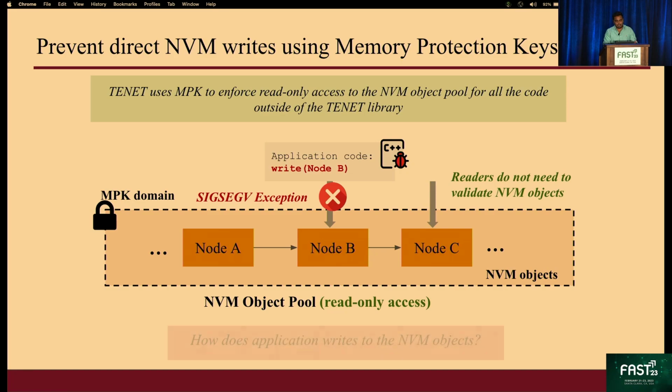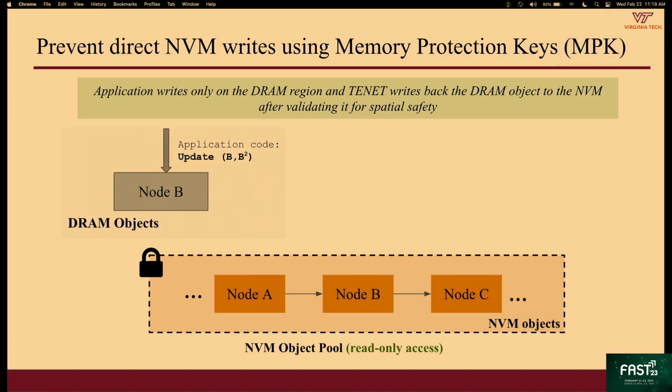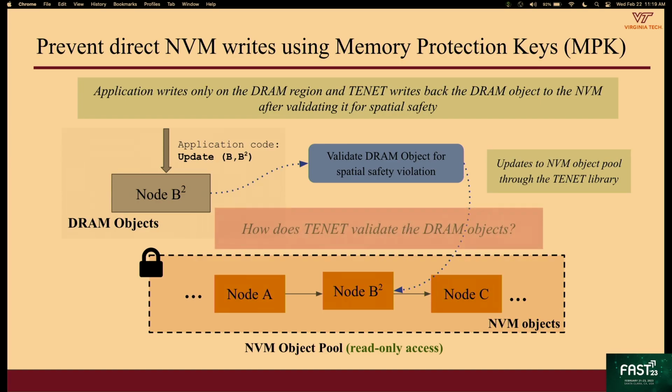These things aside, how does the application write to an NVM object? The application writes to an NVM object via a DRAM object. In this case, the application wants to update node B, so it copies the DRAM object and makes its update on the DRAM. Once the update is done, TENET validates the DRAM object for spatial safety violation and writes back only the valid objects to the NVM. The next obvious question is, how does this validation happen?